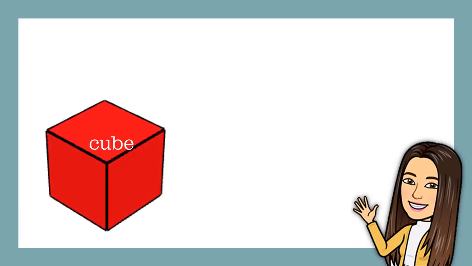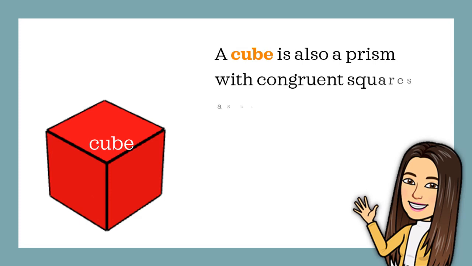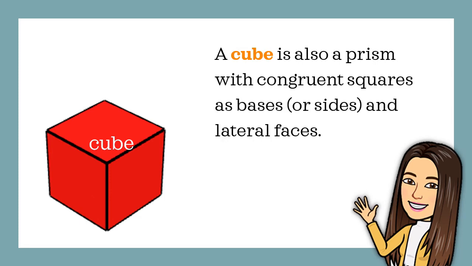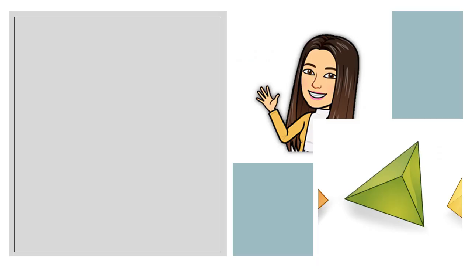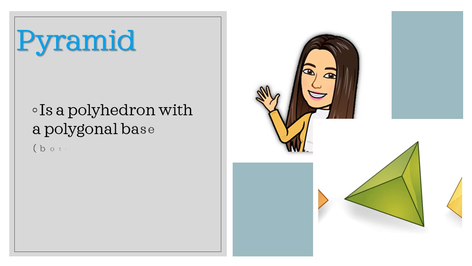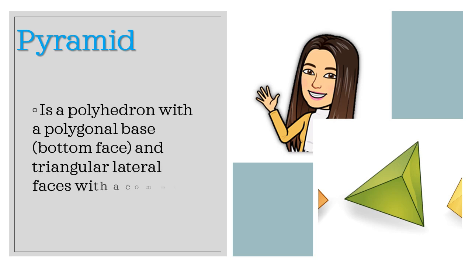A cube is also called a prism with congruent squares as bases and lateral faces. Another solid with special properties is a pyramid. It is a polyhedron with a polygonal base, bottom face, and triangular lateral faces with a common vertex.